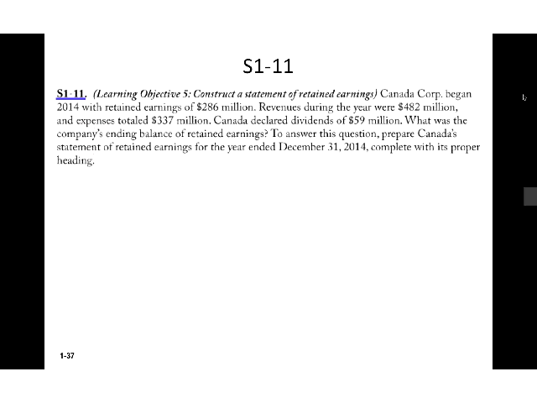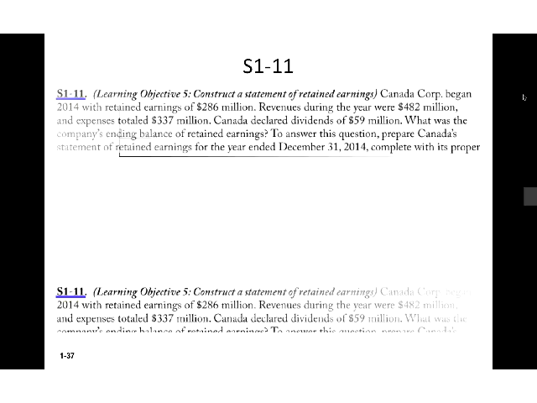Okay, so the next homework exercise, short exercise 1-11. It tells us that Canada Corp began 2014 with retained earnings of 286 million. Again, we're not putting 6 zeros, we're just given 286. That's our beginning retained earnings. Revenues during the year were 482, expenses totaled 337. We had dividends declared of 59. So what's our ending balance of retained earnings?